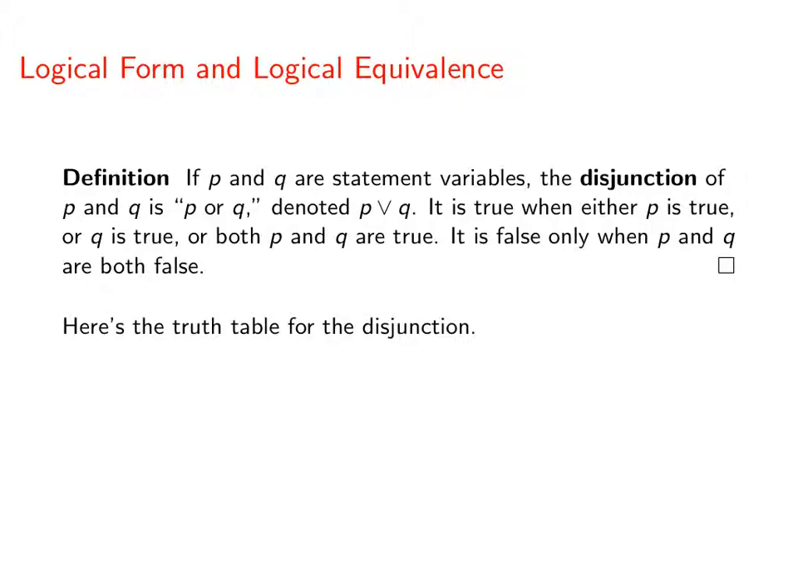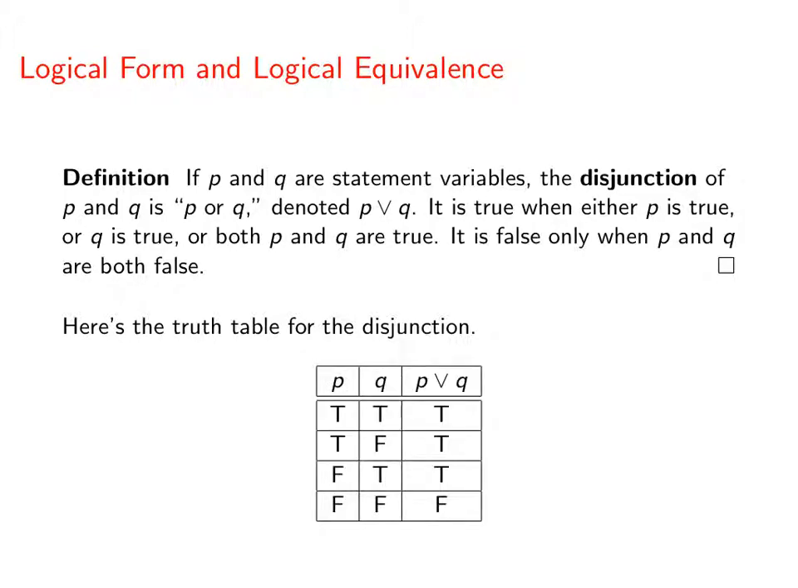So let's show a truth table for the disjunction. So it looks like this. So we're showing all four different combinations of truth values of P and Q. And then P or Q, that's the new symbol that we're creating, will be true whenever either one of them is true, or both. And the only time it's false is if both P and Q are false.